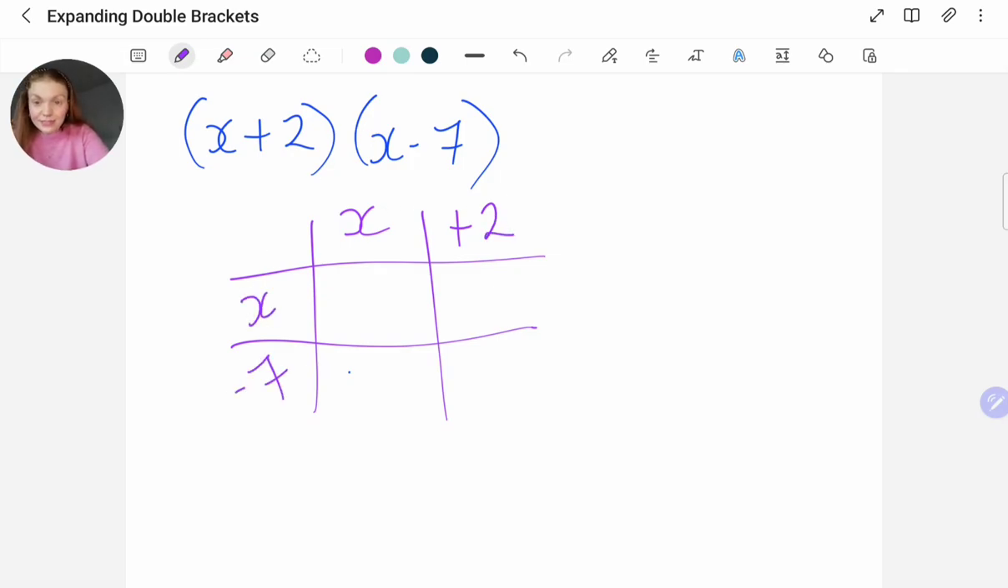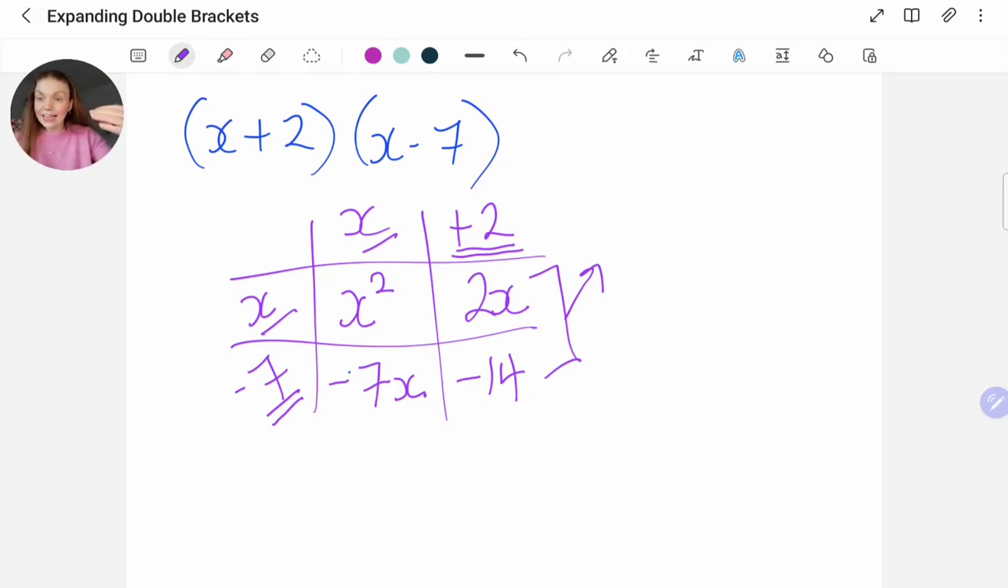Don't forget the minuses. Then we say x times x is x squared. 2 times x is 2x. Minus 7 times x is minus 7x. And plus 2 times minus 7 is minus 14. Okay, whatever we get in here, we're going to take it up. That's it expanded. x squared plus 2x minus 7x minus 14.